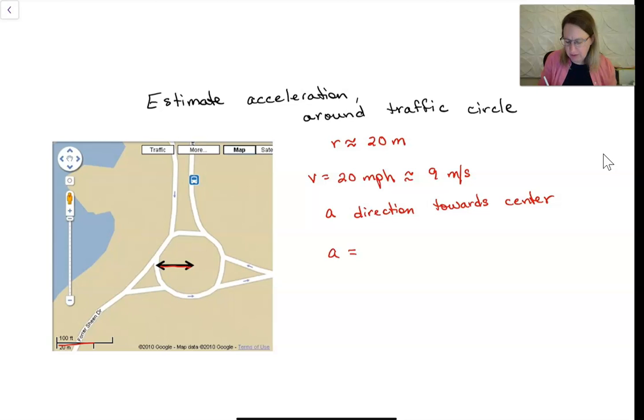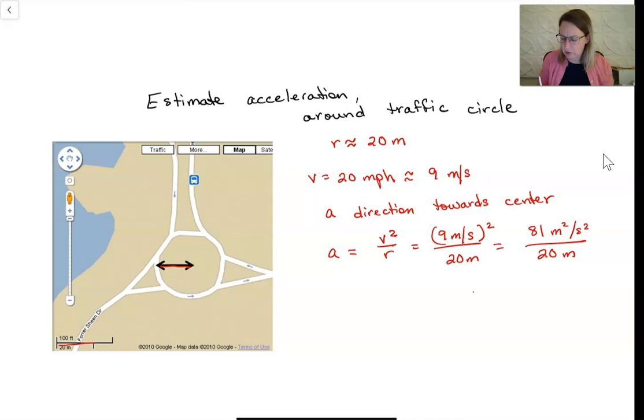And the magnitude of it is just v squared over r, which is (9 meters per second) squared over the radius, 20 meters. And we can check our units. So this is 81 meters squared per second squared over 20 meters, or about 80 divided by 2, about 4 meters per second squared. So that's our acceleration if we really go around it at 20 miles per hour, which maybe is not what you want to recommend, but that's a way you can get that.